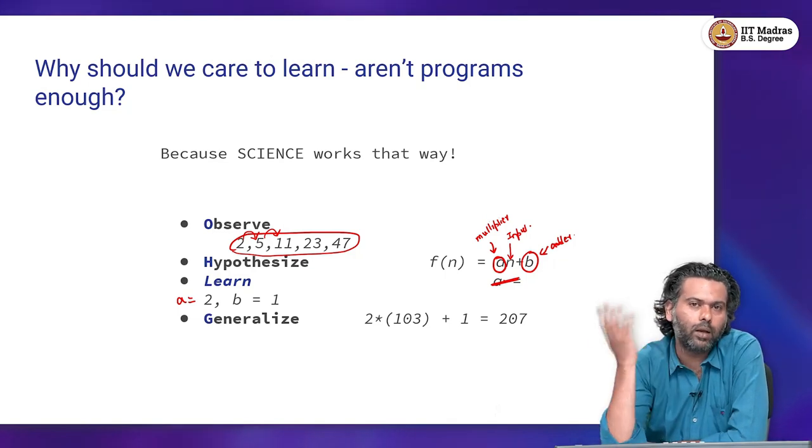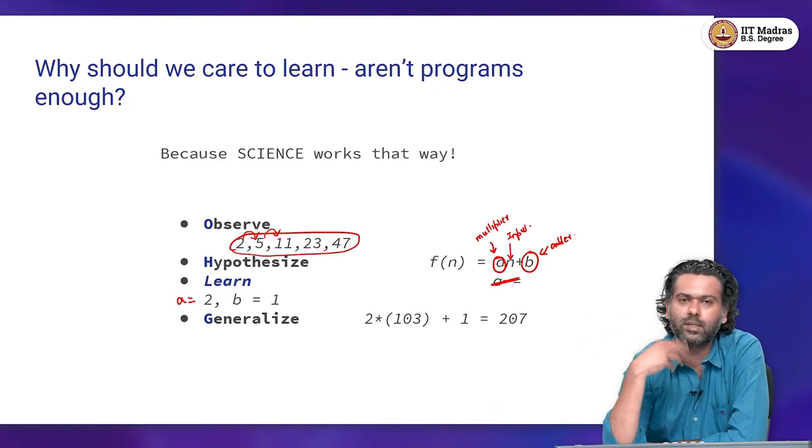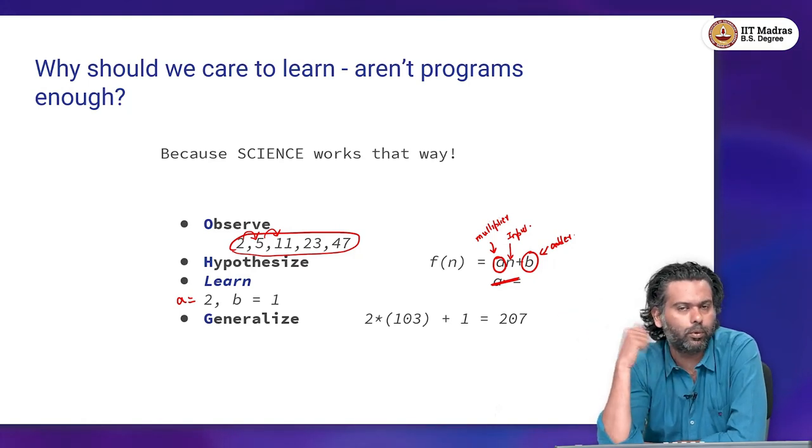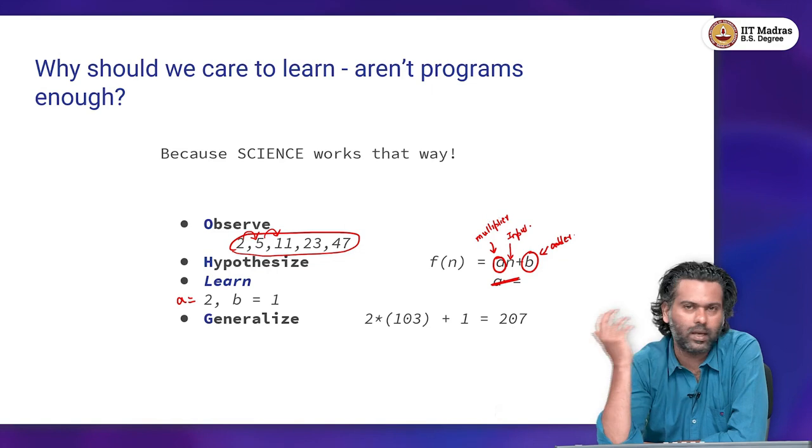Any number, I know how to, because I have the program with me. So the program can take any input. In this case, 103 is the input, fine. So 2 times 103 plus 1 will be the output. I can take any number as input. That's what is called generalized.